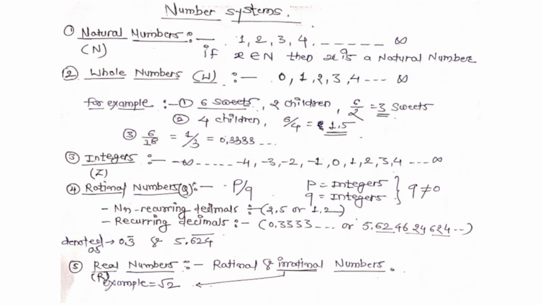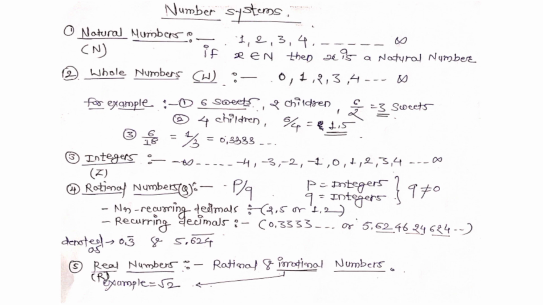Then the next type of number is the rational number, and this is denoted by Q. It can be given in p by q form, where p is an integer and q is also an integer, but q is not equal to 0. Why? Because if q equals 0, then the ratio p by q will become not defined.